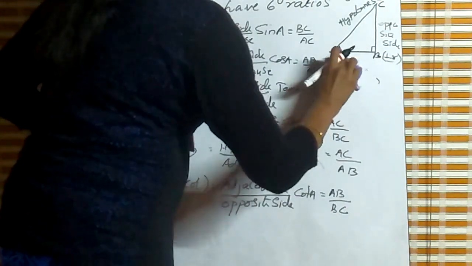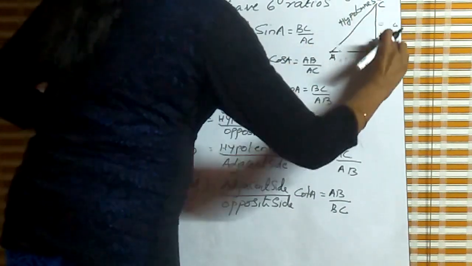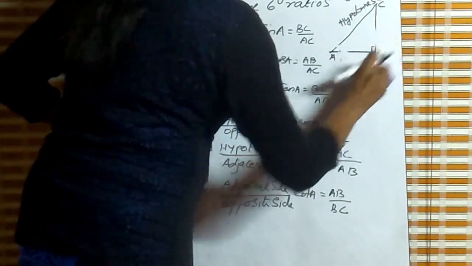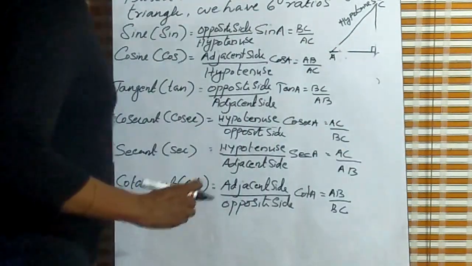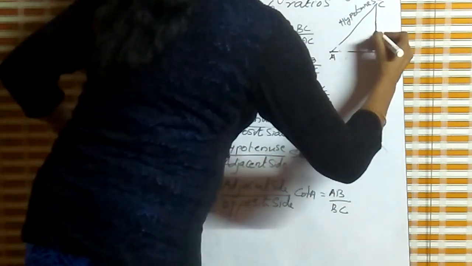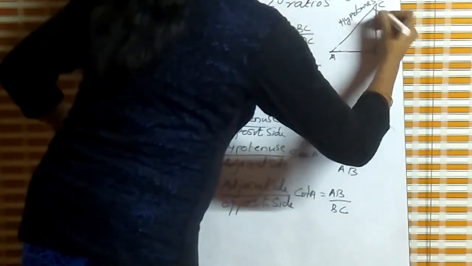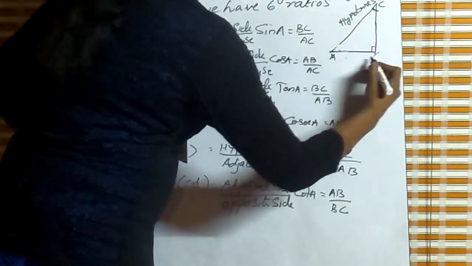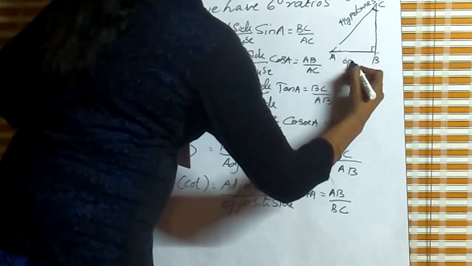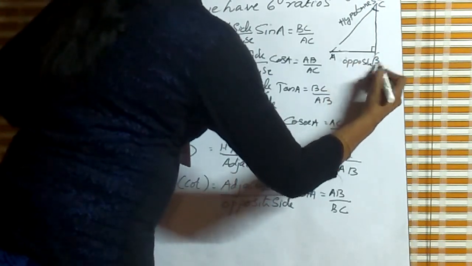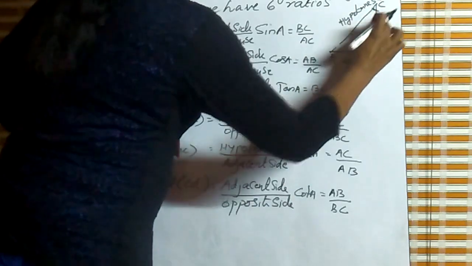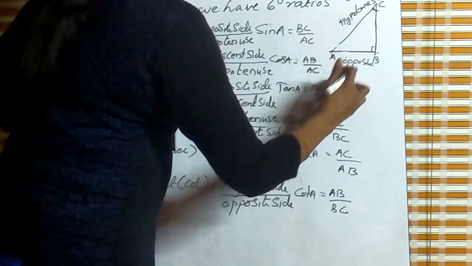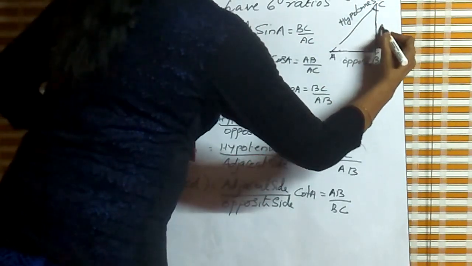Again, based on this acute angle, another acute angle in this triangle is C. Based on this acute angle C, we can also write 6 trigonometric ratios. Based on angle C, this AB is the opposite side. Angle C, opposite side is this one, AB, and adjacent side is BC.